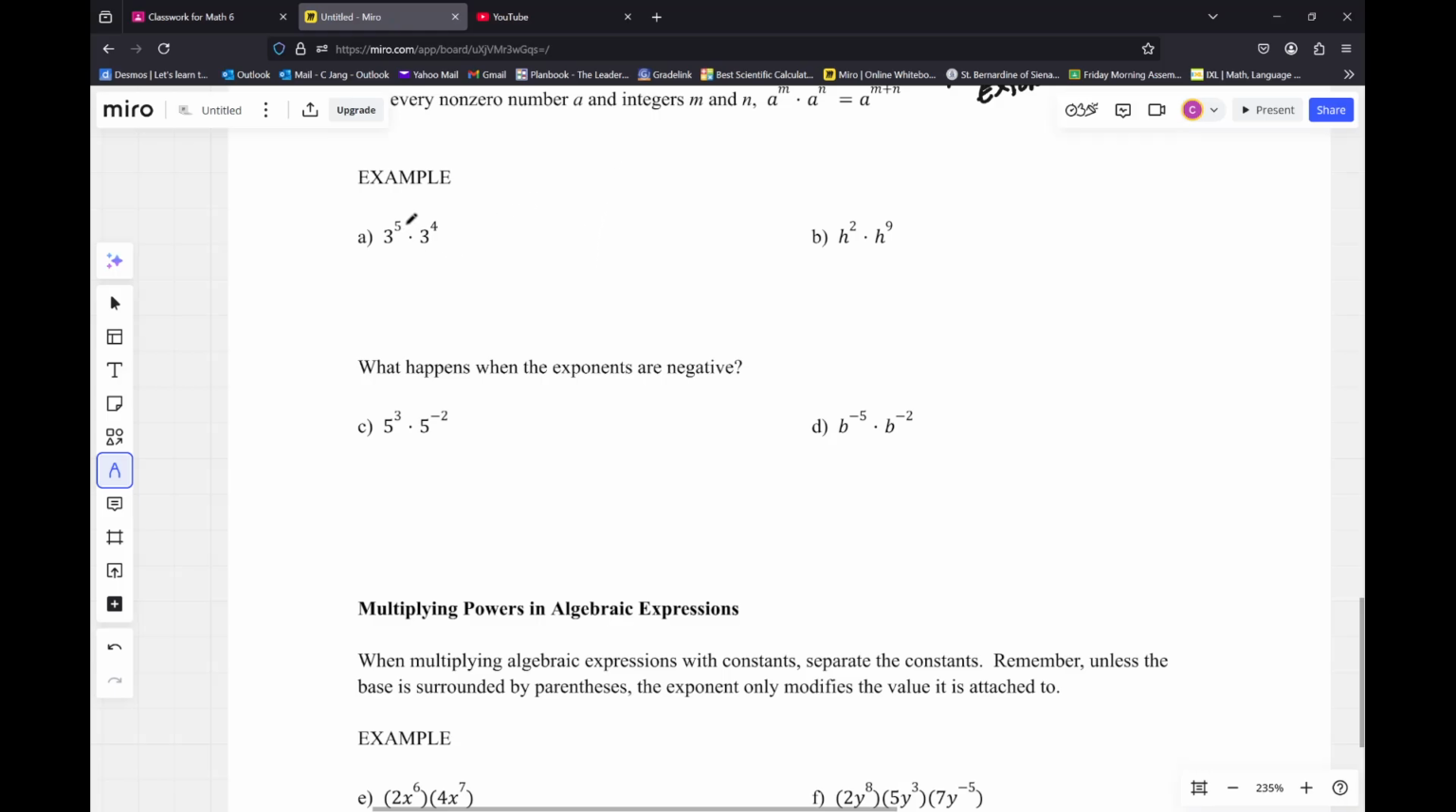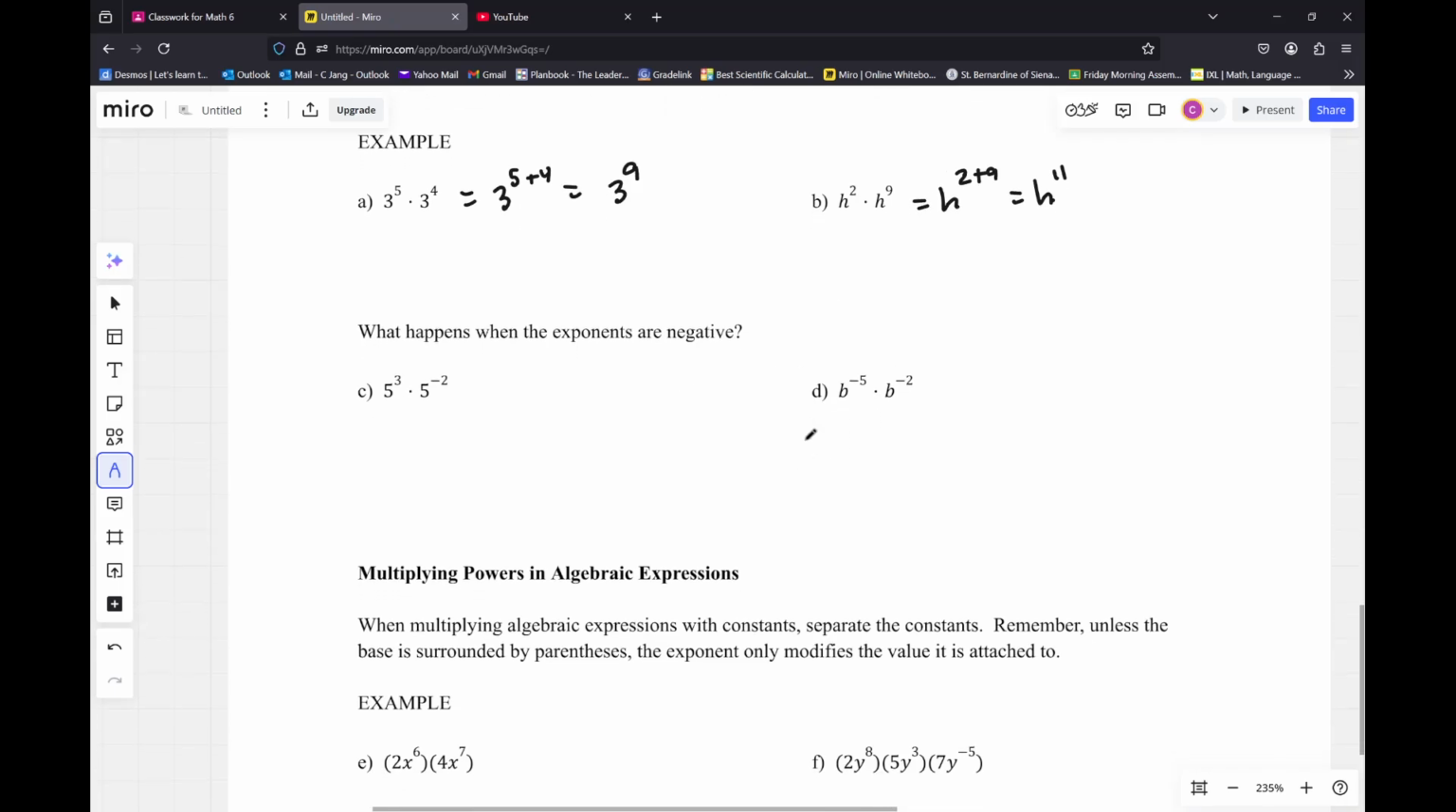For example, 3 to the fifth times 3 to the fourth is going to be 3 to the 5 plus 4, which is going to be 3 to the ninth. Then you could evaluate that if you wanted to, you can throw it in your calculator. h squared times h to the ninth is going to be h to, again, same base, 2 plus 9, or h to the 11th. So as long as they have the same base, you just add the exponents when you're multiplying them.